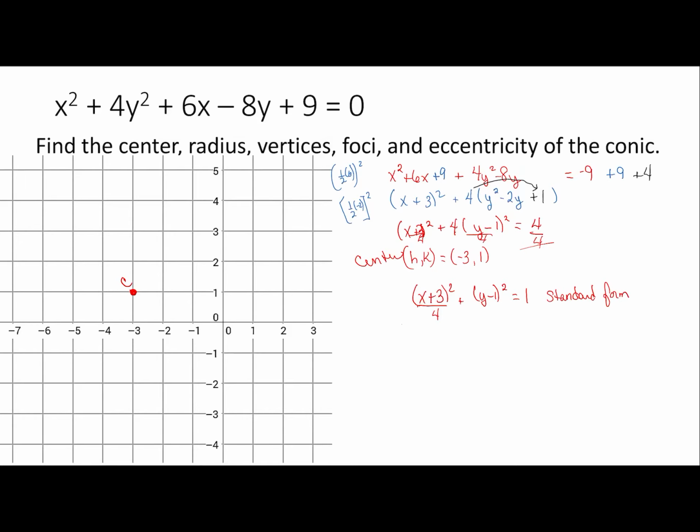So we have our center. We know that because our larger denominator is 4, then that means a squared is 4, and this will be a horizontal ellipse. So we will move 2 units to the right of our center and 2 units to the left of our center to get our vertices. I like to call them V sub 1 and V sub 2. And then we will move up 1 and down 1 from our center to find our 2 minor vertices. Our book doesn't call it that, but we can use that as a frame of reference. And we're going to sketch this ellipse.